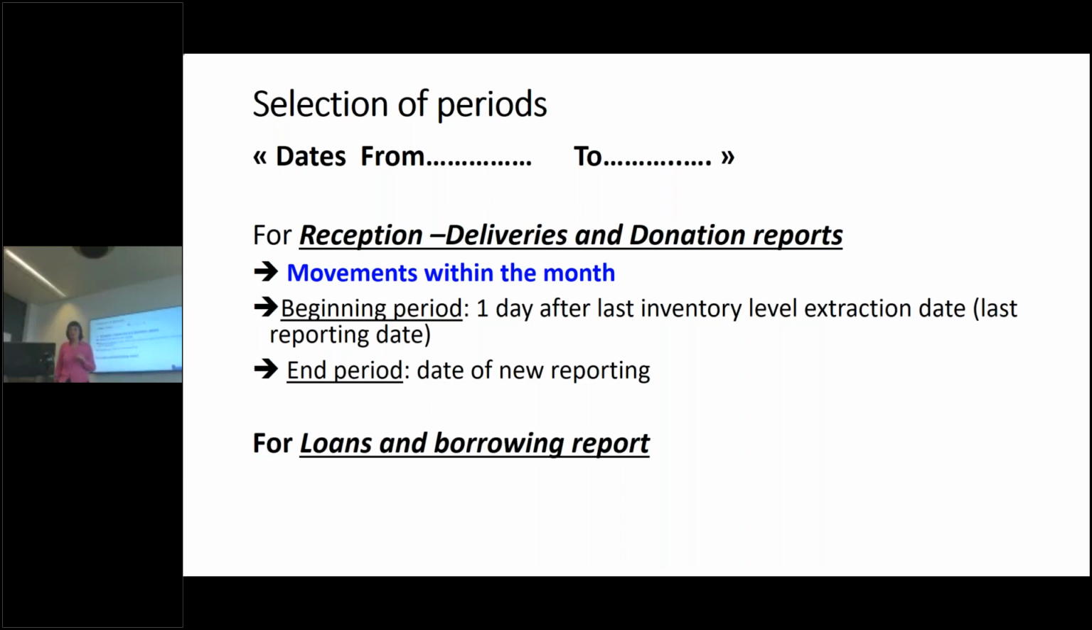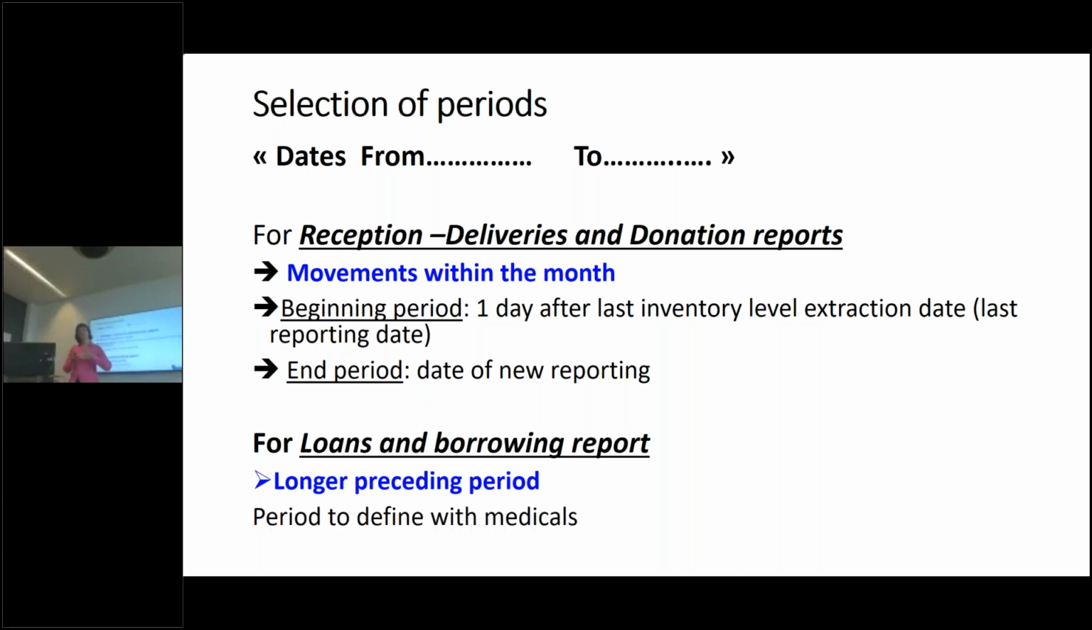For loan and borrowing report, according to me, there is no sense, no logic to get the movement within the months, because the added value is to see the reimbursement. So you can decide with your owner which period you want to cover. For example, for the report of May, I would select from beginning of January, for example, so that you can see the reimbursement.